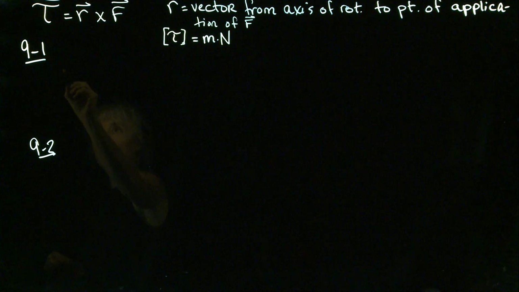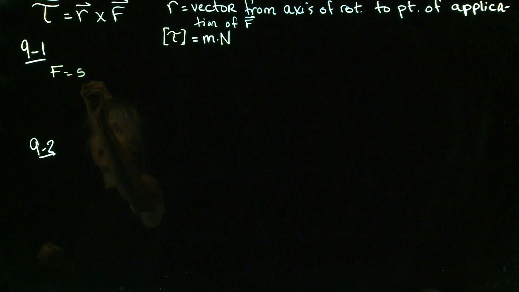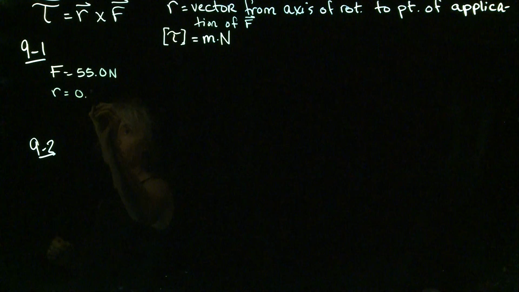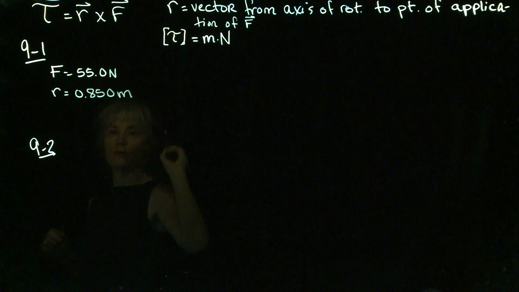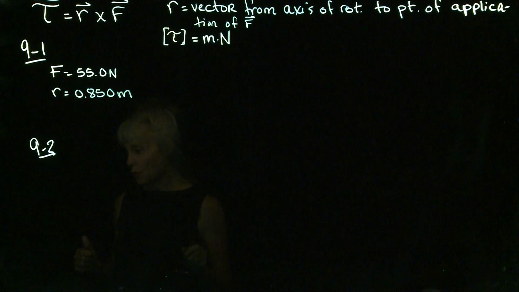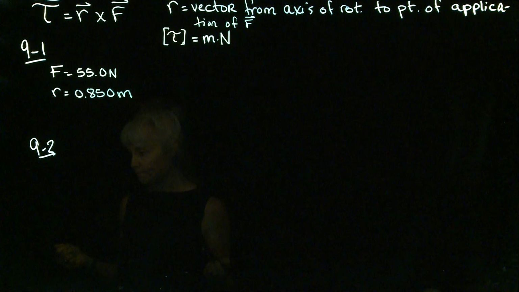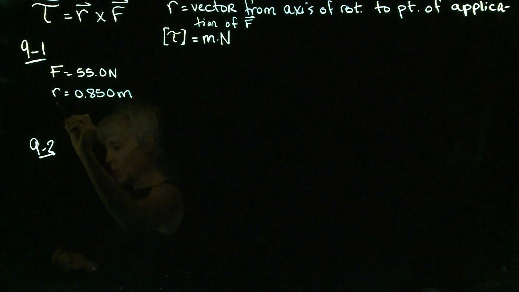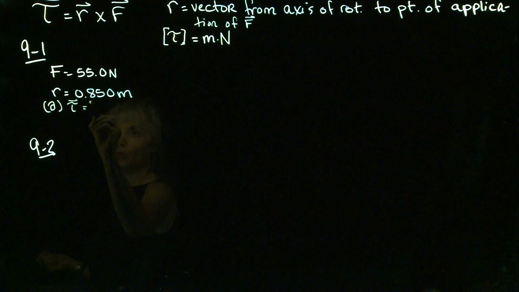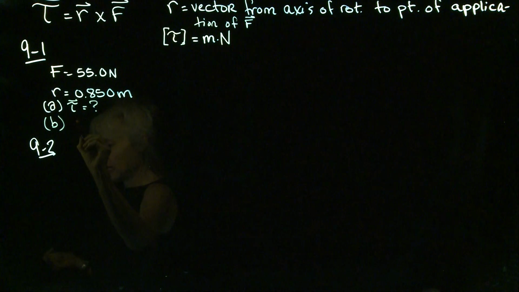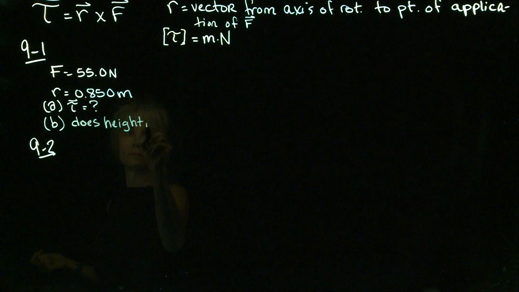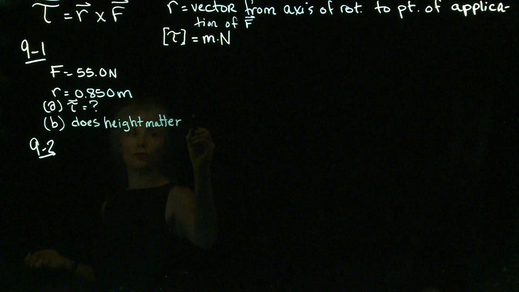So we know that the force that we're going to be exerting is going to have a magnitude of 55.0 newtons. And we also know that it's going to be at a distance of 0.850 meters from the axis of rotation, i.e. the hinges, i.e. where we're going to calculate the torque about. So now in part A, we want to know what is the torque. So for A, the torque is equal to question mark. And then in part B, does height matter? So these are the two questions we're off to answer.